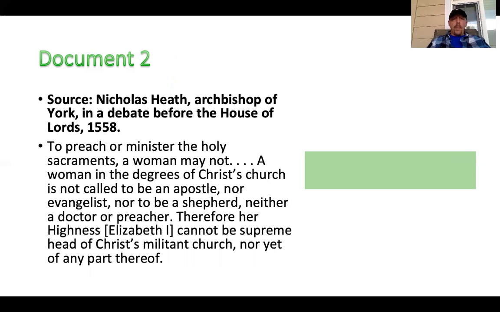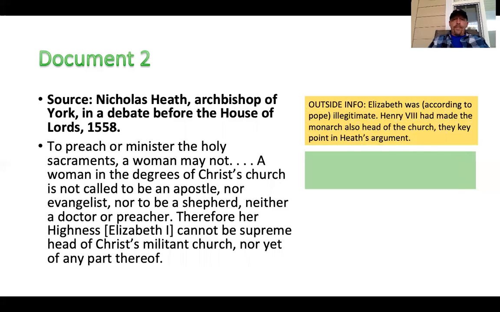So here's a second document. Again, a man, Nicholas Heath, Archbishop of York, which is a religious person, religious leader, actually one of the top 2 religious leaders. And he's debating before the House of Lords, 1558. Elizabeth has just come to the throne. Remember, Elizabeth is illegitimate. Her predecessor is Catholic Mary. Nicholas, if he is the Archbishop, would have been put there by Mary. He's not going to be a fan of Elizabeth as a Protestant. And of course, again, gender may be one of the arguments he uses to also undermine her authority.